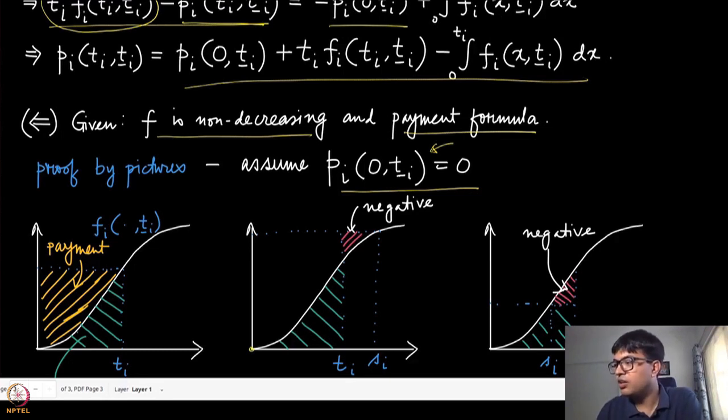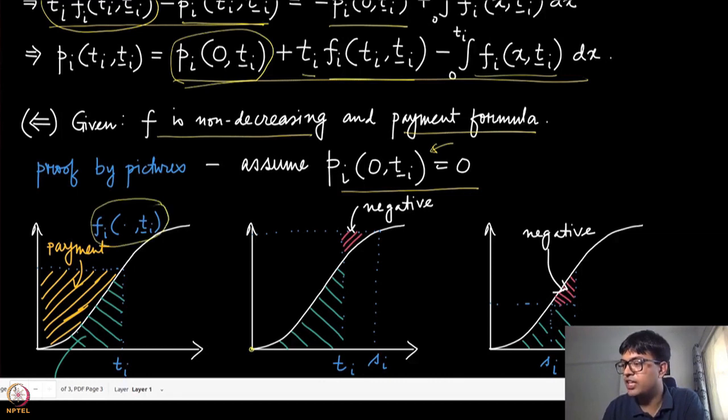So then this term becomes equal to 0. All that we have is ti multiplied by the probability of allocation for that agent, and this integral formula. And we also know that this fi function is non-decreasing. So let us look at the function fi(ti, t_-i), and on the x-axis we are plotting ti. This function is non-decreasing, and looks something like this.